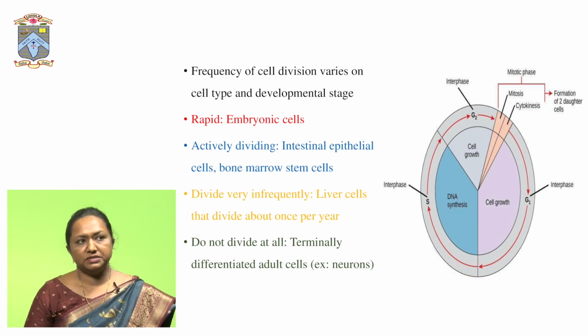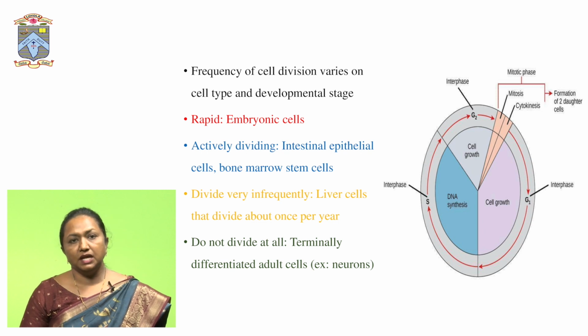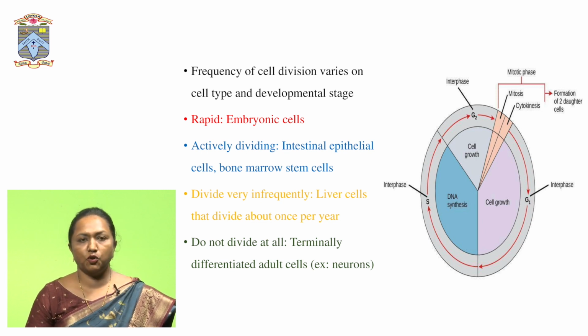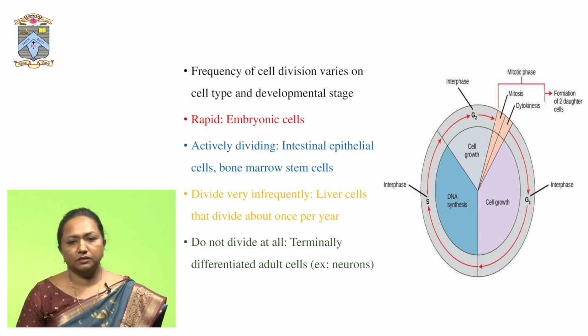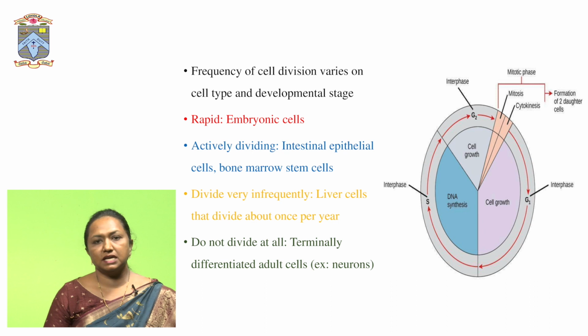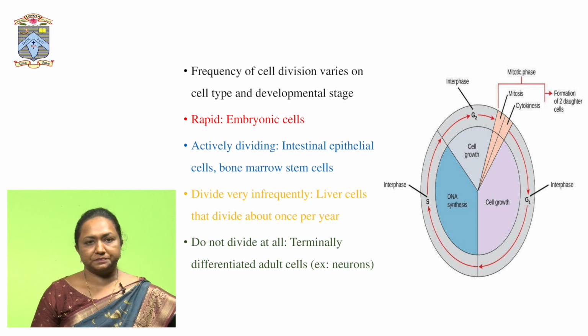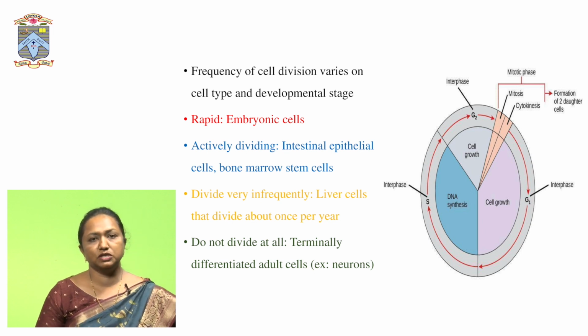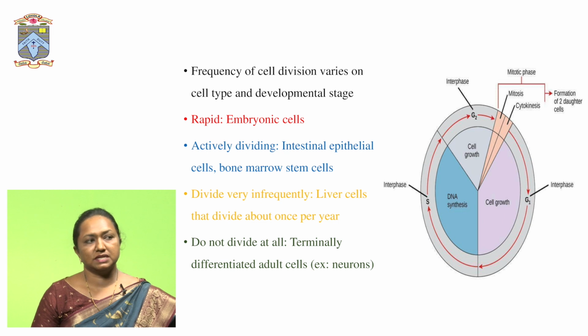This is a diagrammatic representation of cell cycle. So, the cell cycle varies in different cells. The frequency with which the cell divides depends upon its type and its developmental stage. For example, the cells in the embryonic stage divide very rapidly, and there are cells which actively divide throughout, for example, the intestinal epithelial cells and the bone marrow stem cells. But there are some cells which divide very infrequently, such as the liver cells. There are certain cells which do not divide at all. Such examples are the neurons, which are the terminally differentiated adult cells.